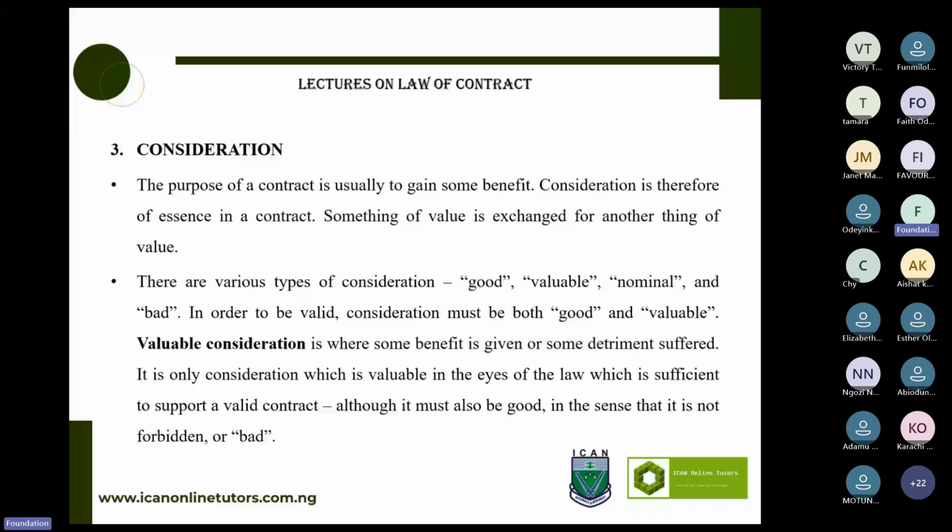The loss is also what? Consideration. So consideration is the benefit in a contract. Consideration is the profit in a contract. Consideration is the price in a contract. Consideration is the loss in a contract.